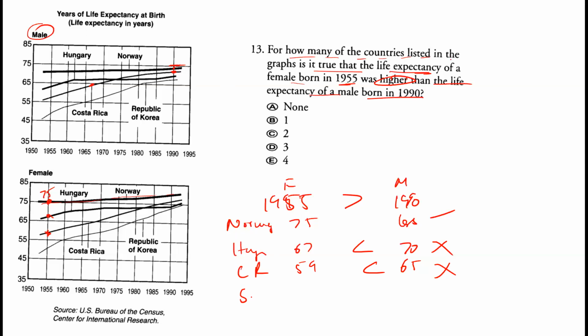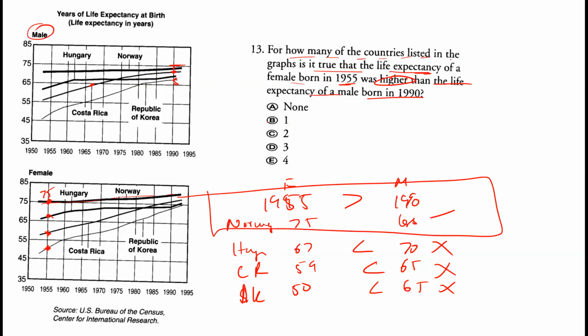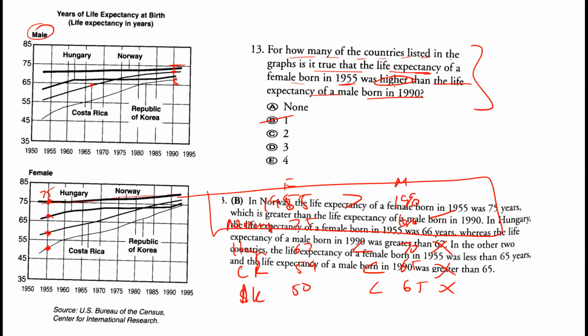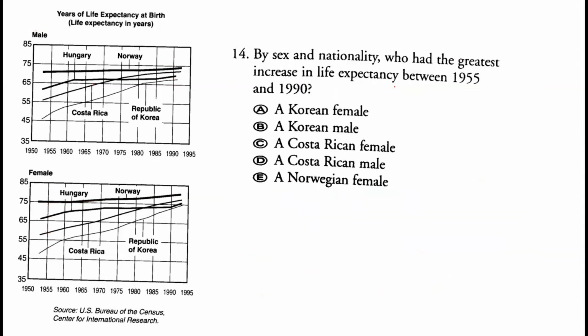For Korea, Republic of Korea, it's very low. It was approximately 50. And now male Korea has more than 65. So again, this cannot be true. Now this is only true for Norway. So it's only one country in which this statement holds true, where the 1955 female life expectancy is more than the life expectancy of males in 1990. So option B is correct.